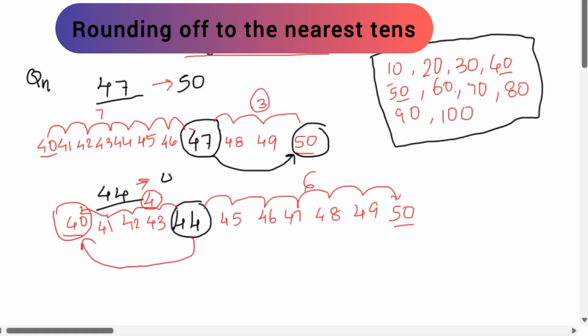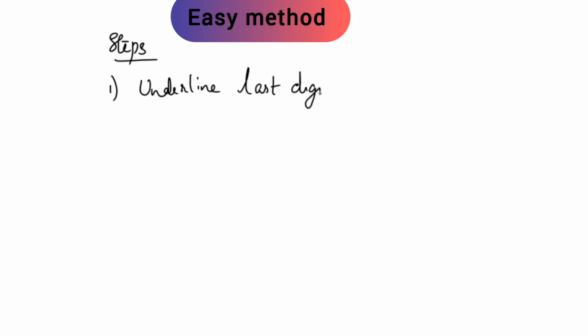But this method is very time consuming. By counting forward and backward, we lose so much time. So we have an easy method. Let's discuss the steps behind this. The first step is, when you get a number for rounding to the nearest tens, first underline the last digit of the given number. Then the second step is comparing the last digit with the number 5.